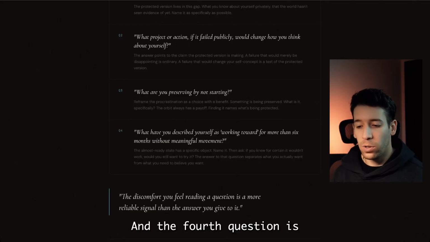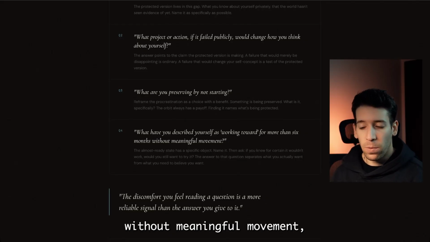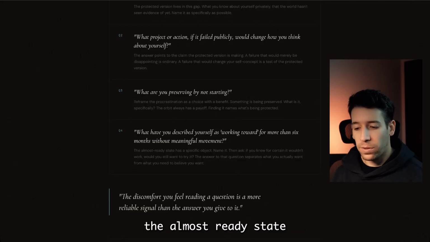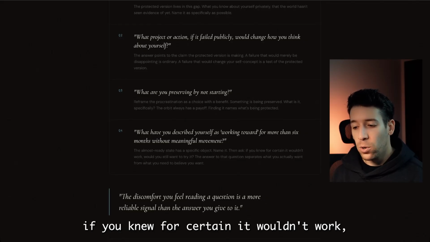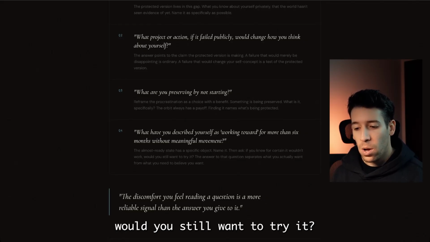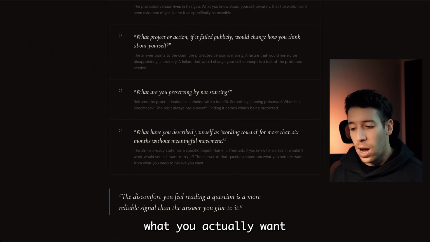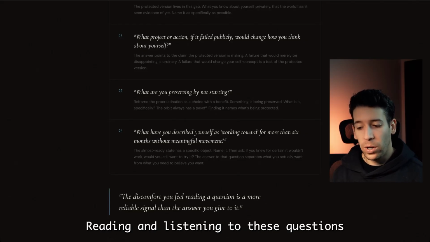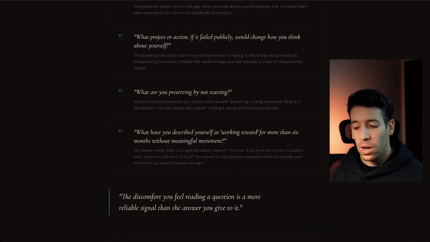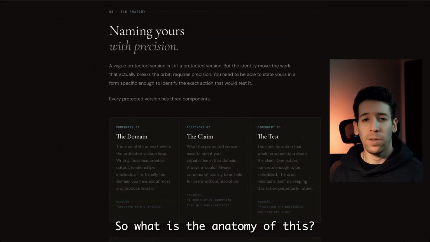And the fourth question is, what have you described yourself as working toward for more than 6 months without meaningful movement? The almost ready state has a specific object, and you need to name it, and then ask, if you knew for certain it wouldn't work, would you still want to try it? The answer to that question separates what you actually want from what you need to believe you want. And the discomfort you feel reading and listening to these questions is a more reliable signal than the answer you give to it.